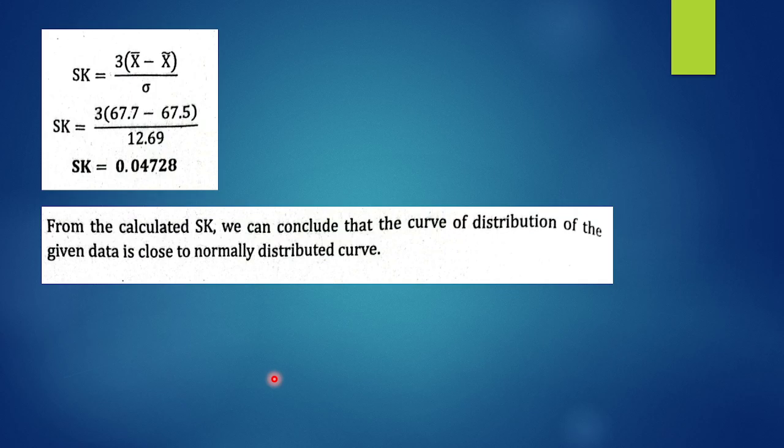So from the calculated skewness, we can conclude that the curve of distribution of the given data is close to a normally distributed curve. Close to zero, but it is not exactly normally distributed. It is close to normally distributed because it is near zero. Okay? So as we remember, a zero skew is normally distributed. Okay? So this is close to a normally distributed curve.